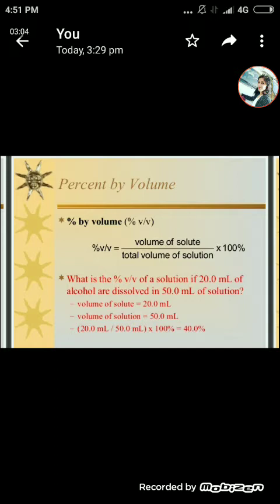What is the volume percent of a solution if 20 ml of alcohol is dissolved in 50 ml of solution? See, 20 ml of alcohol is the solute because it is present in less amount. So volume of solute is 20 ml, and it is dissolved in 50 ml of solution, which is already given. According to the formula we put the values: volume of solute 20 upon total volume of solution 50, multiply by 100, and you will get the answer 40%.